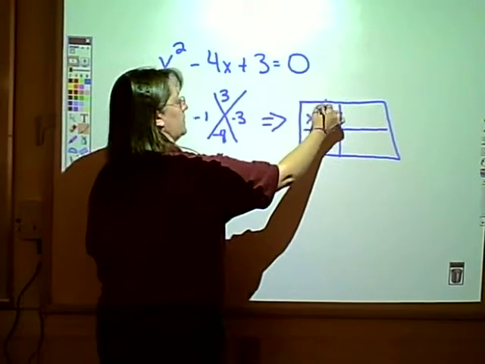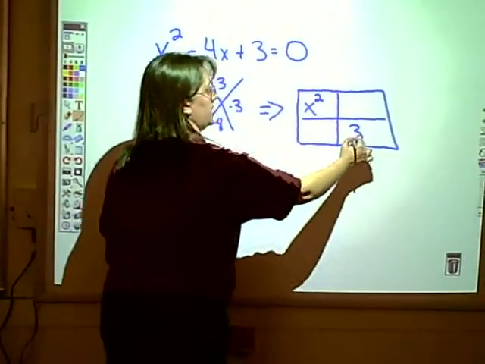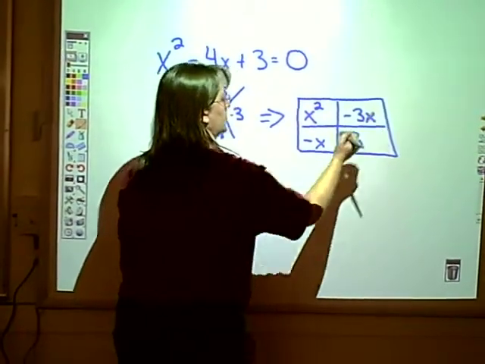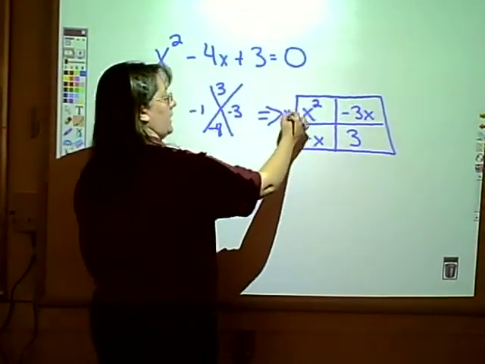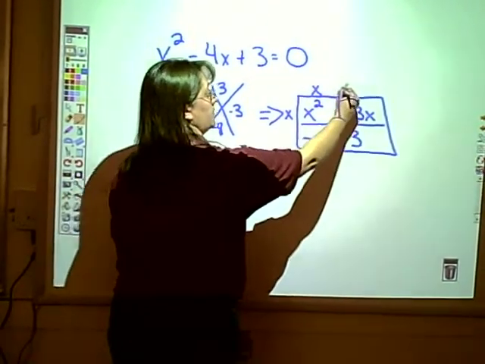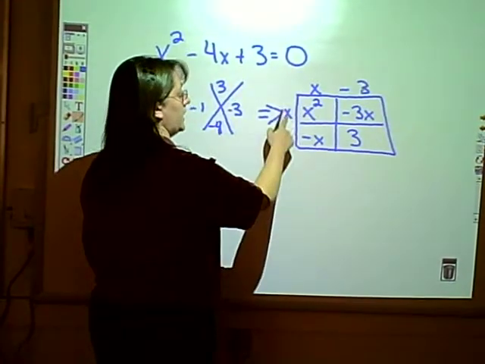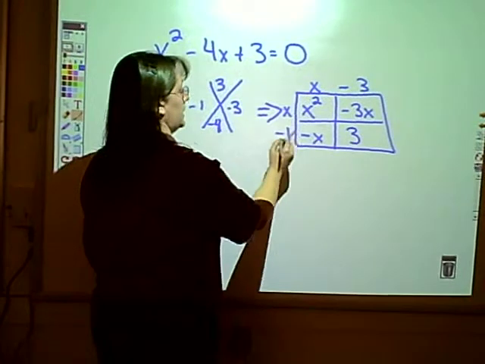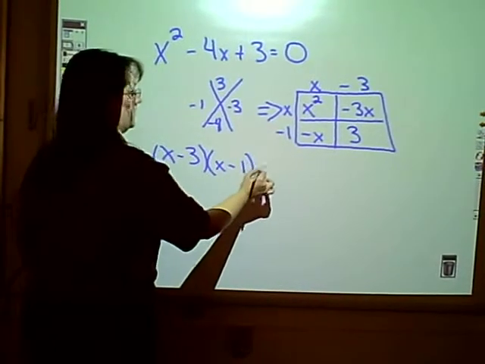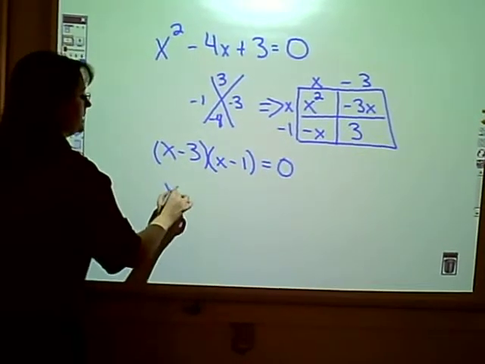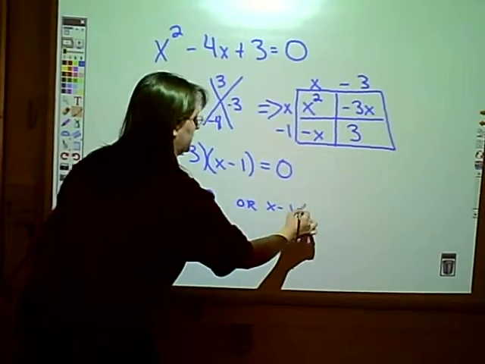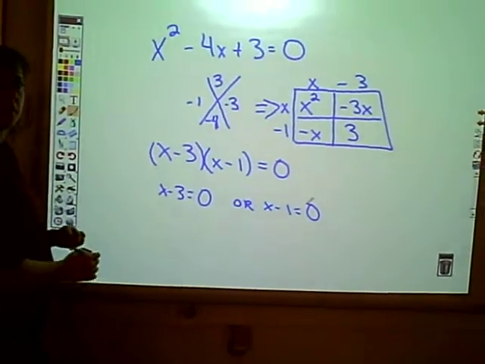Our x squared term is here. Our constant is here, and these are our factors. To get x squared, we're going to have x times x. X times what gives you negative 3x. X times what will give us negative x. Those become our factors. Then we can set each factor to 0 like we did previously, and solve from there.